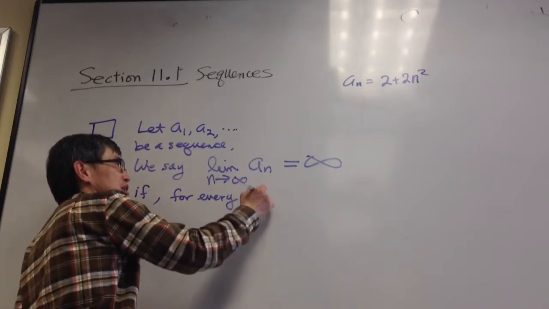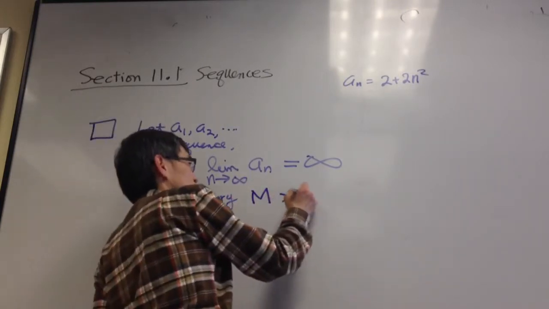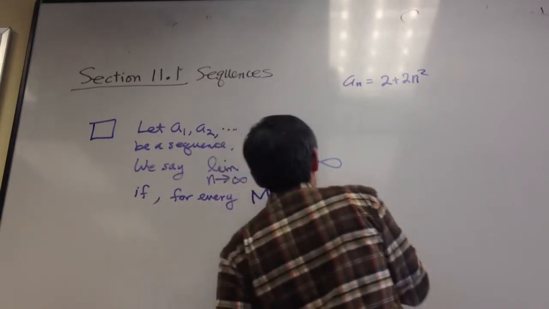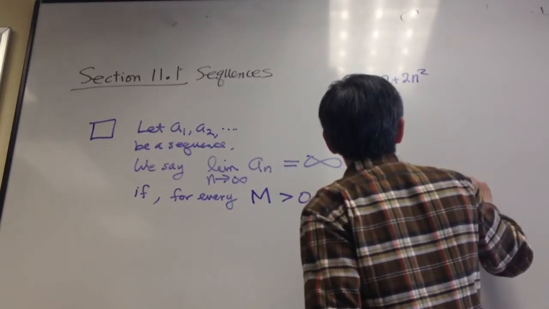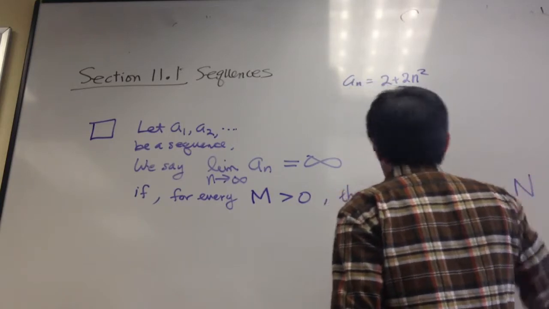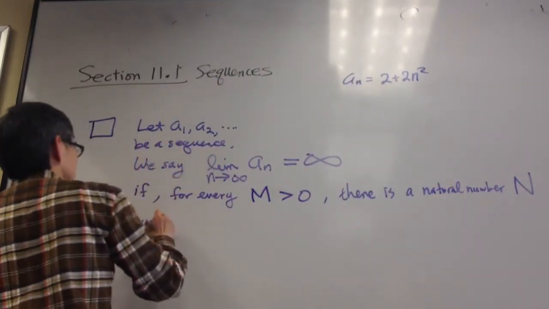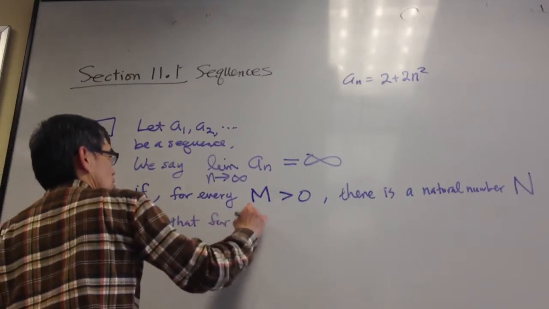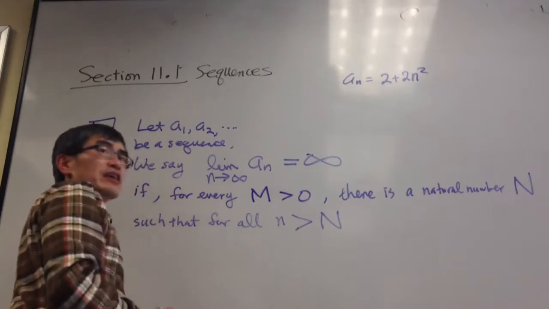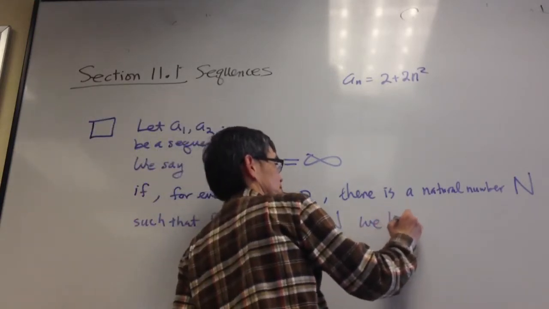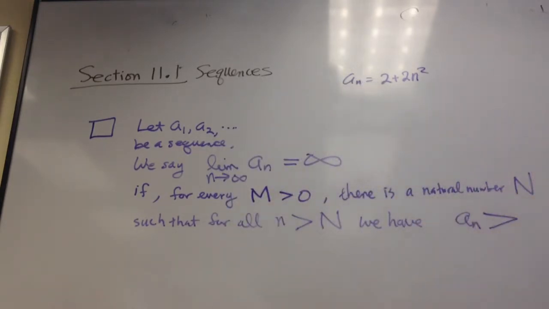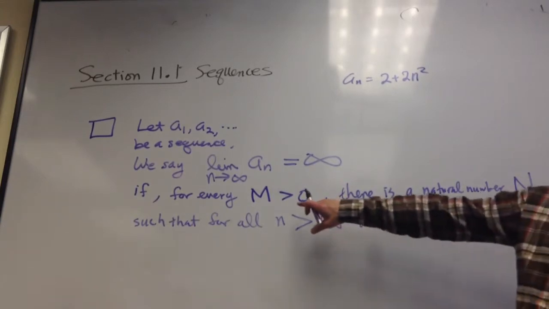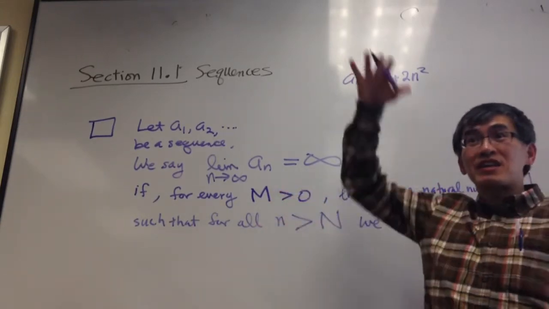So for every, let's say, capital M, which is greater than 0, which is meant to be big, there is a natural number, capital N, to meet the challenge, i.e. such that for all little n greater than capital N, we have a_n is greater than that M that you set.